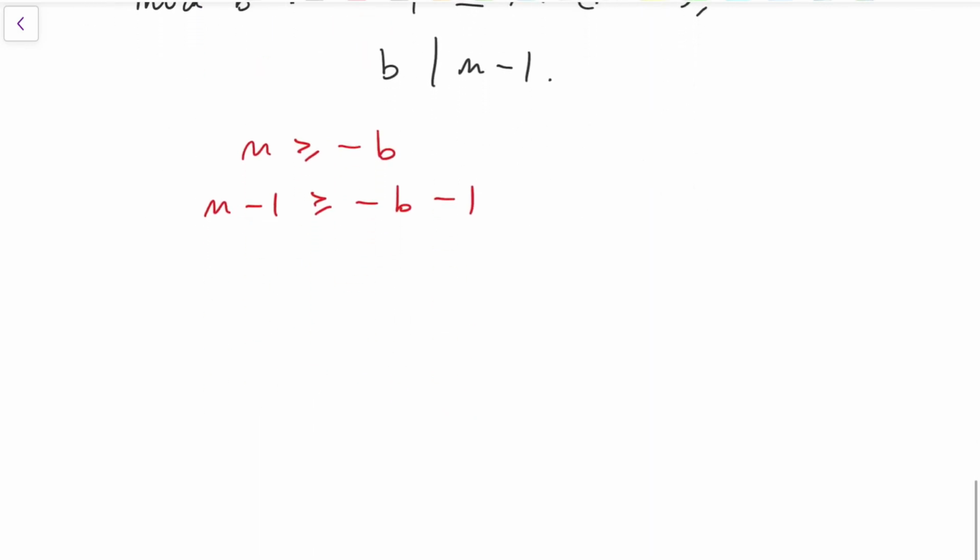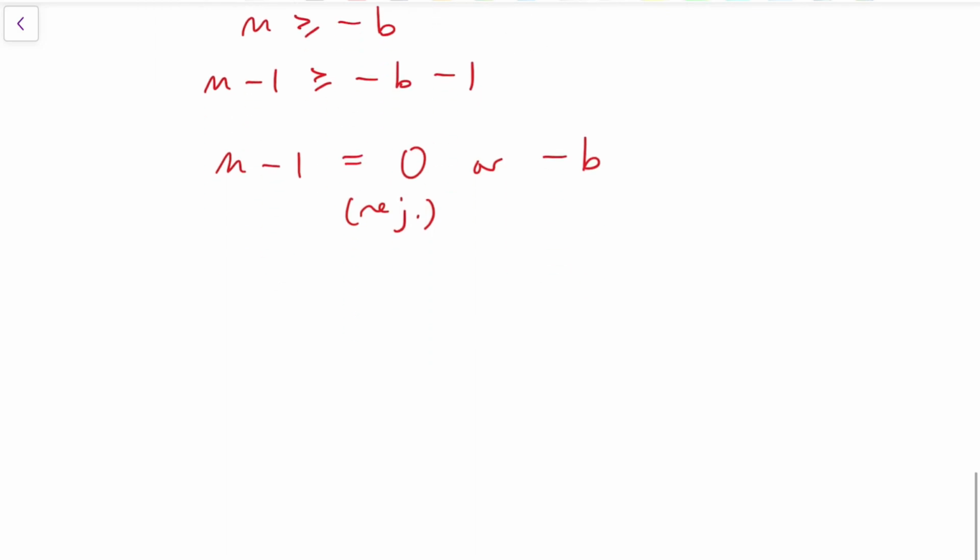And given that it's a multiple of b, actually there's only one choice. Well, actually two, where m minus 1 can still be 0, because it's b times 0, or is exactly minus b. Now if m minus 1 equals 0, then we can reject it because that means m equals 1. But for the other case, that means m equals minus b plus 1.